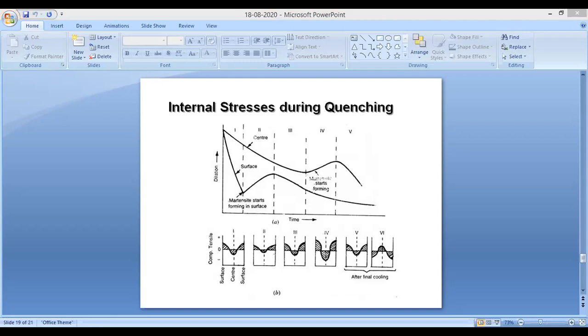In stage 2, under this stress, the center may get plastically deformed as it is still ductile austenite. After stage 2, brittle and hard martensite at the surface thermally contracts while the center is still contracting. This leads to a slight increase in stress levels.